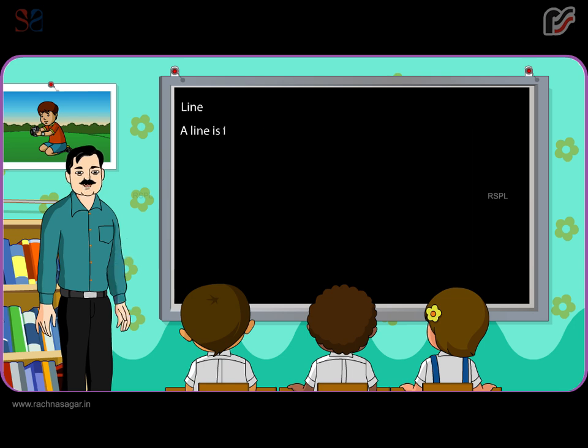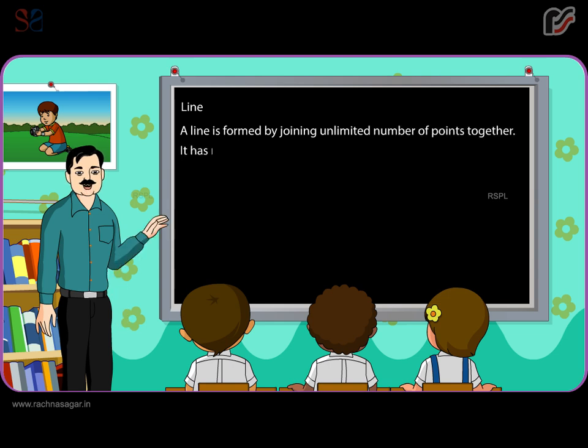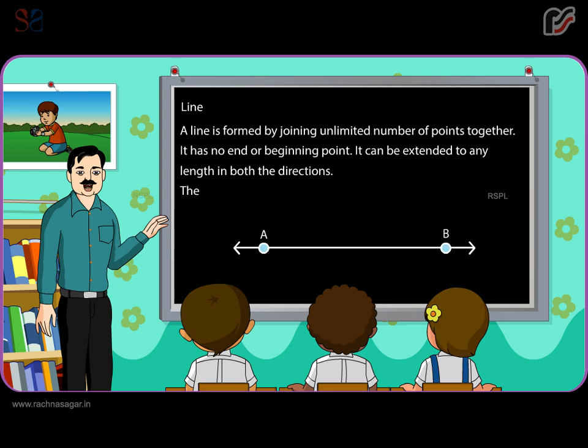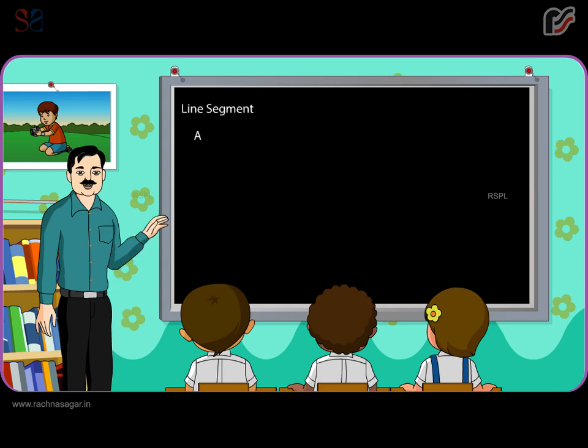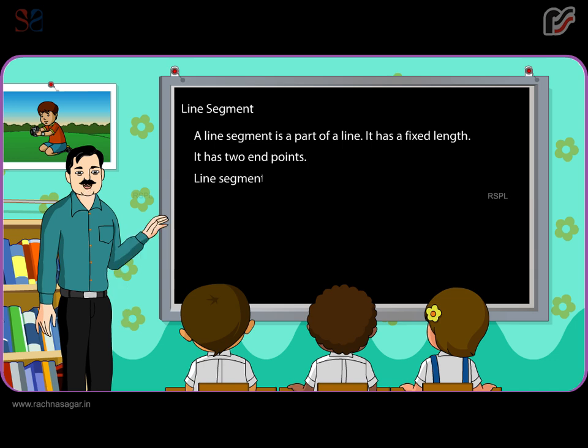Line. A line is formed by joining unlimited number of points together. It has no end or beginning point. It can be extended to any length in both the directions. The line shown below is line AB. Line segment. A line segment is a part of a line. It has a fixed length. It has 2 endpoints. Line segment AB is represented as AB. Remember, AB is equal to BA.